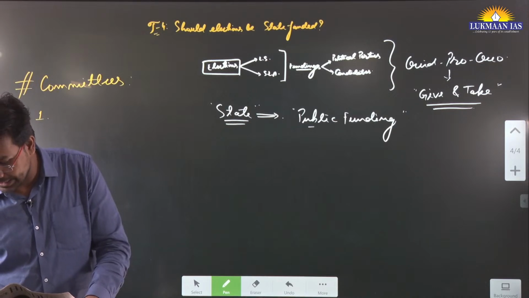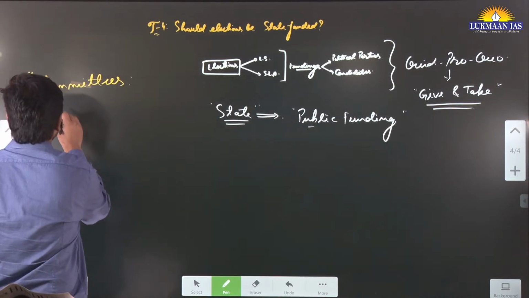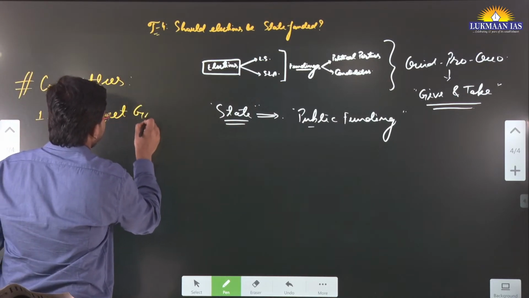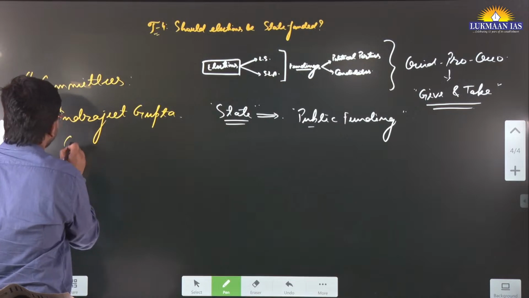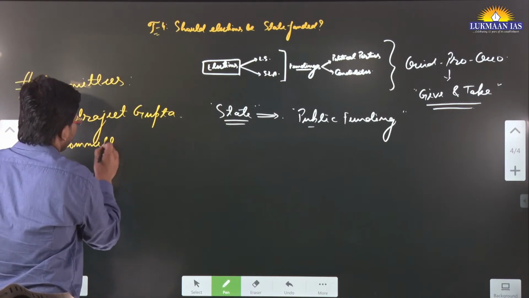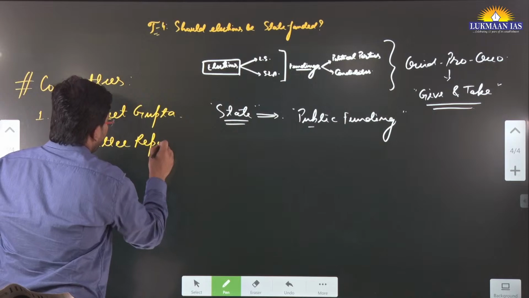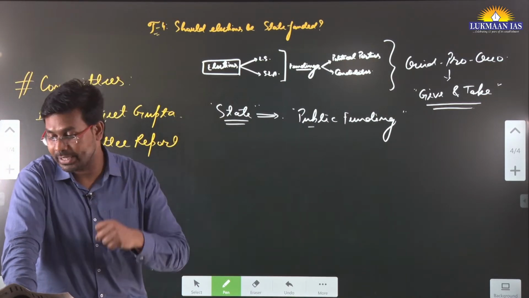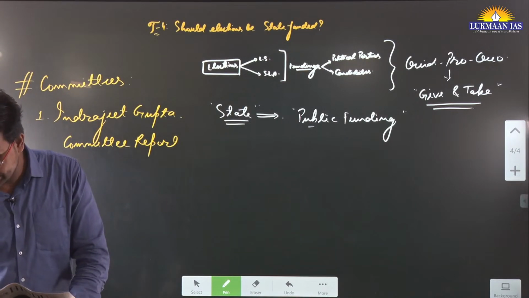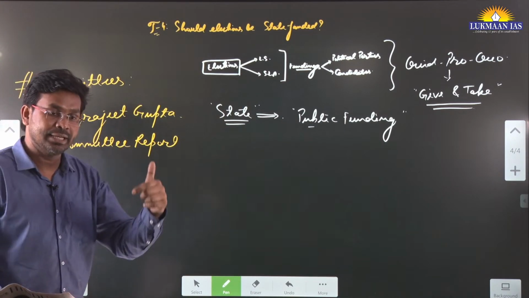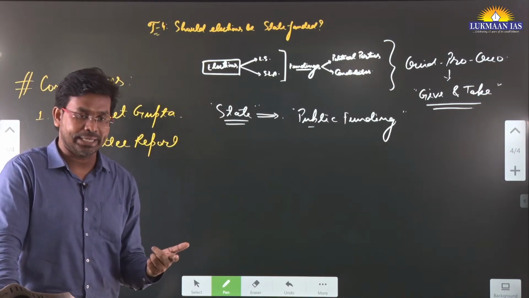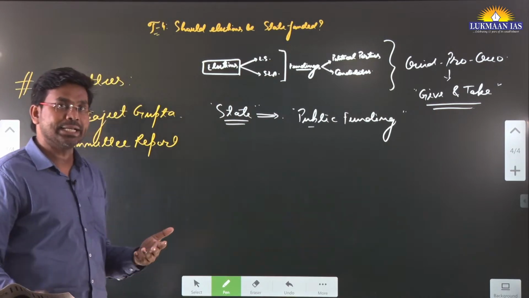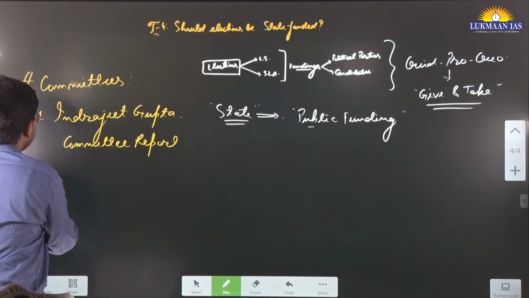One of the committees is known as the Indrajit Gupta Committee Report. The Government of India created the Indrajit Gupta Committee, and they gave a report, and in this report the Indrajit Gupta Committee has suggested that we can go for electoral funding, meaning we can go for state funding of elections. We are going to discuss details at a later point, but now we need to write down the names of these committees.